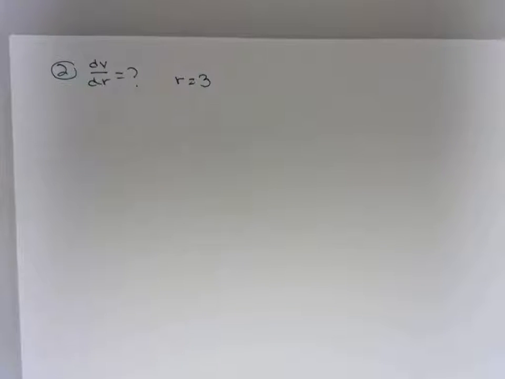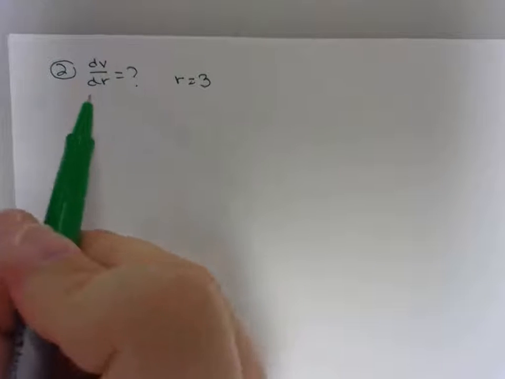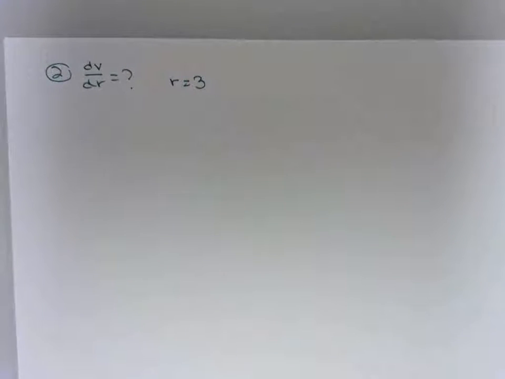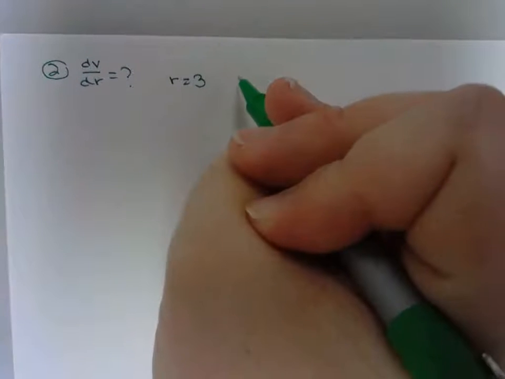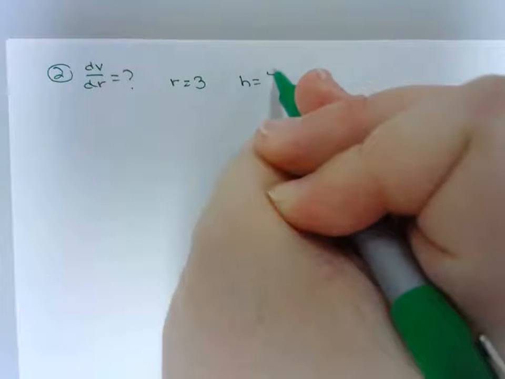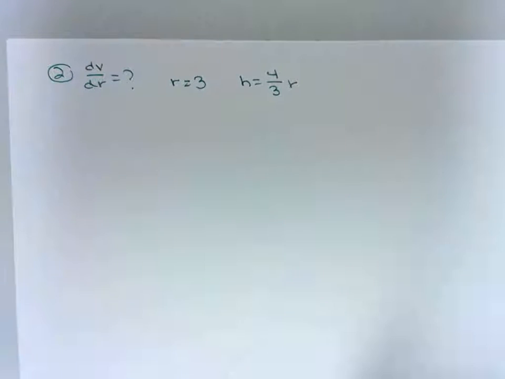Now, what else? What other information do they give me? That's the unknown, dV over dr. And what do they give me? They give me the formula for the height, so I can jot that down. H is 4/3 r.